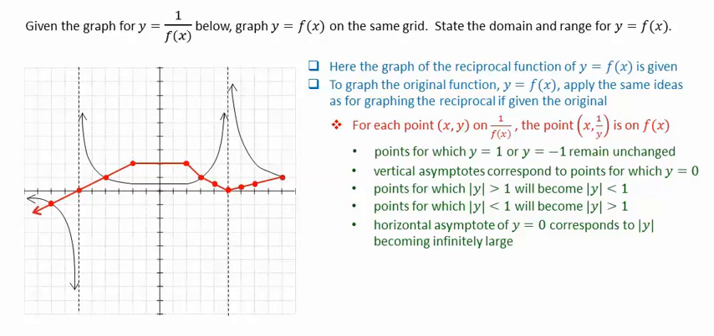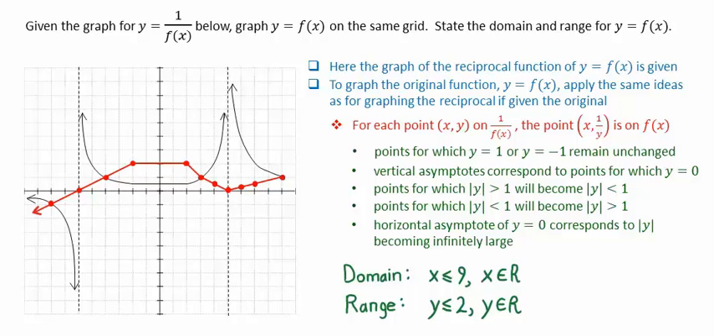For the domain and range, we'll be looking at the possible x values and the possible y values. For the domain, note that x cannot be greater than 9. We therefore have a domain of x less than or equal to 9, and x is an element of the set of real numbers. For the range, the maximum y value is 2. The range is therefore y less than or equal to 2, and y is also an element of the set of real numbers.